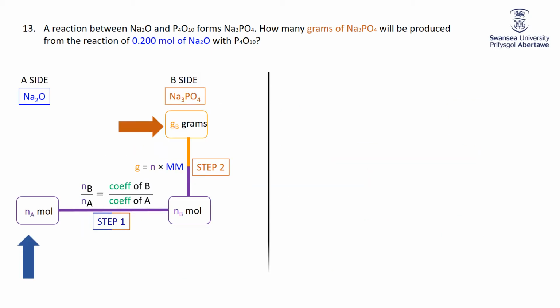Pulling out the important bits. Step 1 is the mole to mole conversion. So moles of B, which is the moles of Na3PO4, to moles of A, which is the moles of Na2O, is the ratio of the coefficients. Now from whence come those coefficients? And the answer is the balanced equation, which we don't have. We are told, however, enough to get that balanced equation. Reaction between Na2O and P4O10 forms Na3PO4. So there we are. Na2O plus P4O10 goes to Na3PO4. Obviously, we've got imbalance of everything.